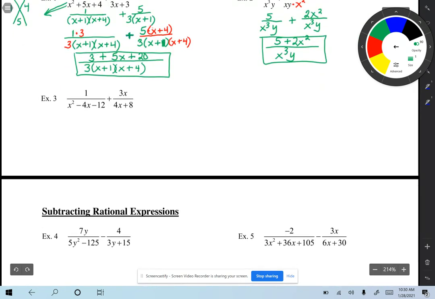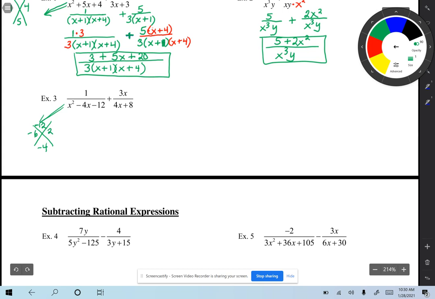Okay. We will do one more of the addition and then we'll do some subtraction. So doing example number 3, and we have room here, so we can spread stuff out. So this, we're going to factor, x factor. B is -4. A times C is -12. Two numbers that multiply give us -12, added give you -4: -6 and +2.